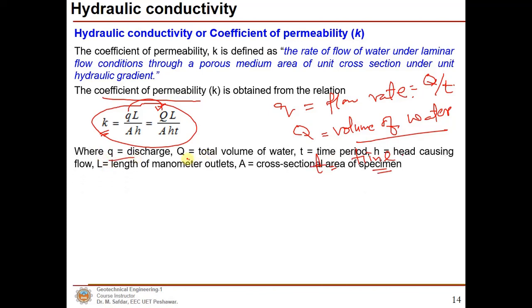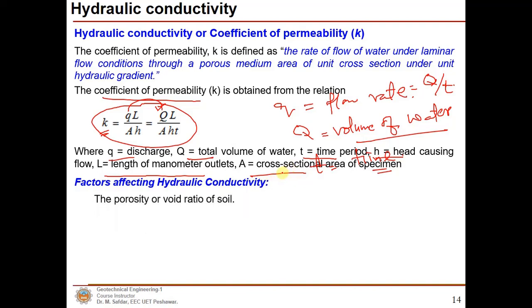So Q is the discharge, capital Q is the total volume of water, t is the time period, h is the head causing the flow, L is the length between the manometer outlets, and A is the cross-sectional area of the specimen. Now, what are the factors affecting the hydraulic conductivity?